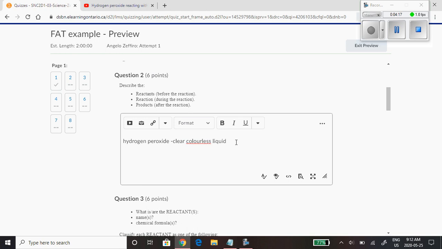Now, the video told us that there was another chemical involved. It was acting as a catalyst, so it's not really part of the reaction. So that's it. Next, the reaction. I have to describe the reaction. Well, what's happening? Bubbles are formed. Okay? What's the product? Well, they told us in the product. It's water is a product, and it's a clear, colorless liquid. So we'll put that in there.